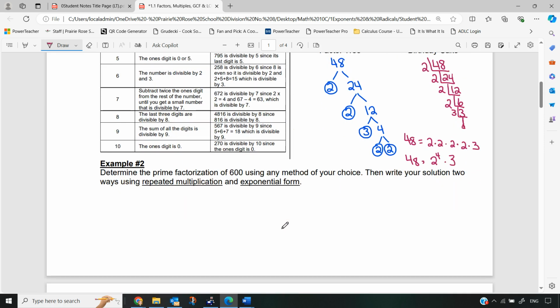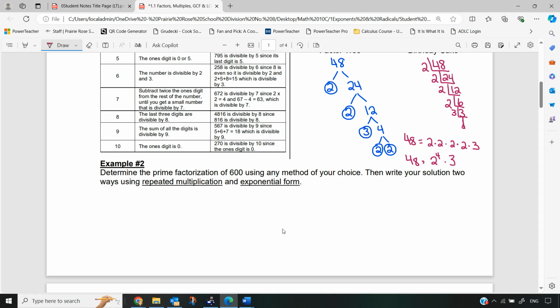All right, so let's take some time to practice here. I want you to figure out the prime factorization for 600 using any method of your choice. So you can use the factor tree, you can use the birthday cake, and then I want you to write your final answer using repeated multiplication and exponential form. So pause the video, try this example on your own, and then come back and check your answer.